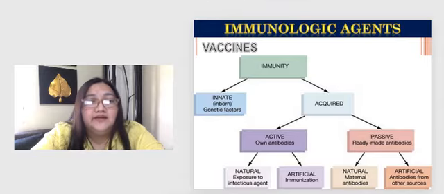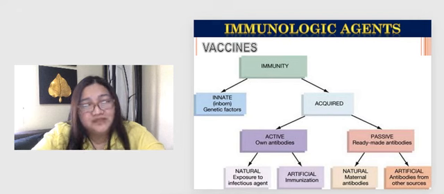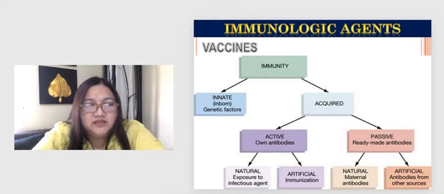COVID-19 vaccine. Okay, so as a review, no, yung immunity process, ang immunity may innate at may acquired. Yung innate, yan yung inborn, genetic factors, genetic characteristics. Okay? Si acquired, may dalawang klase. Yung active at yung passive.